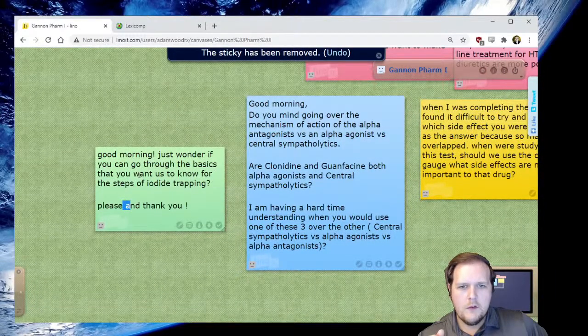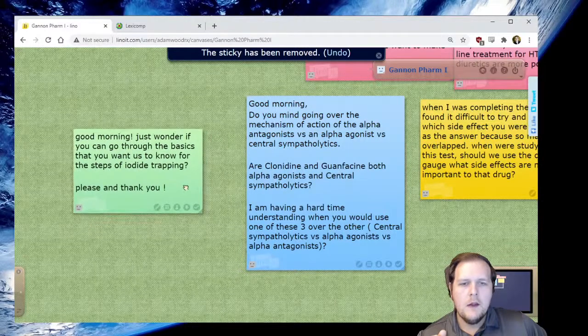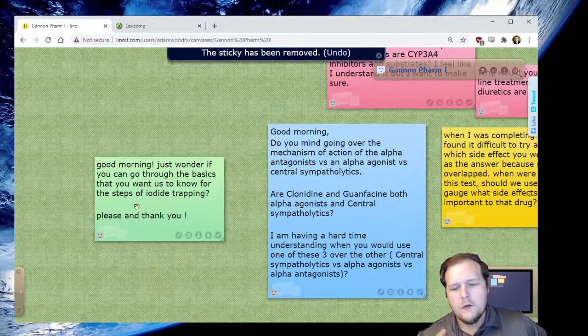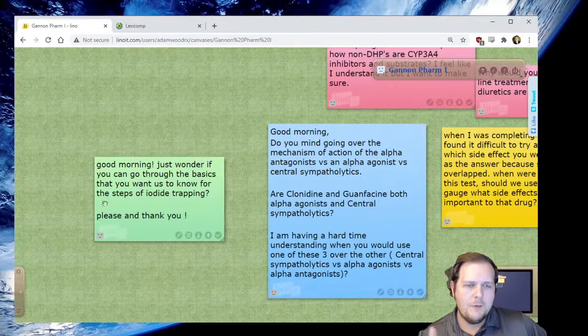Just wondering if you can go through the basics that you want us to know for the steps of iodine trapping, please, and thank you. This is more so, again, getting the underlying physiology with your understanding. So, am I going to ask you specifics about all the steps of producing T3 and T4? No, but I put that in there so that you understand the importance of, like, why is it that iodine deficiency ends up leading to hypothyroidism, right?